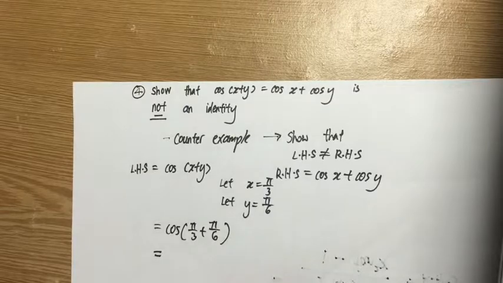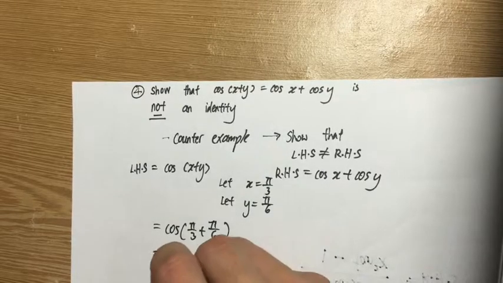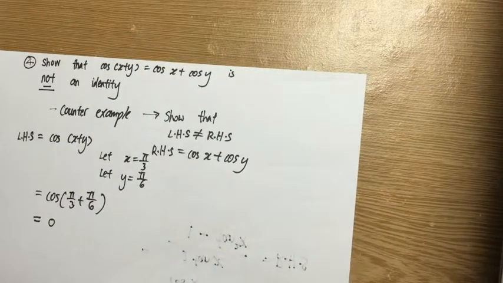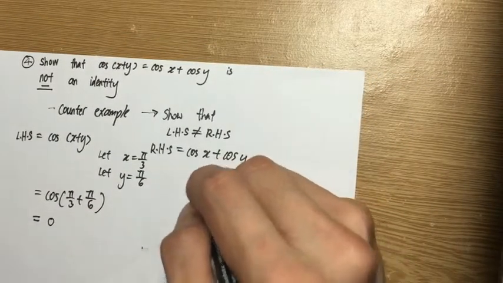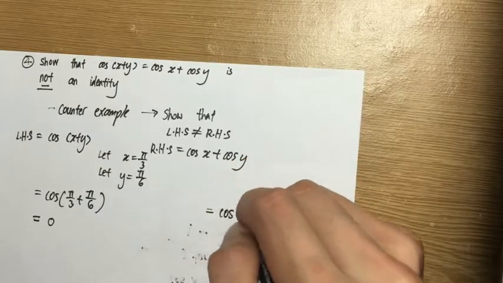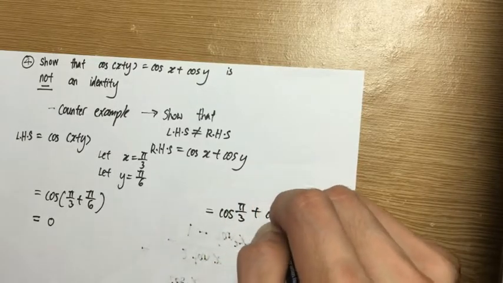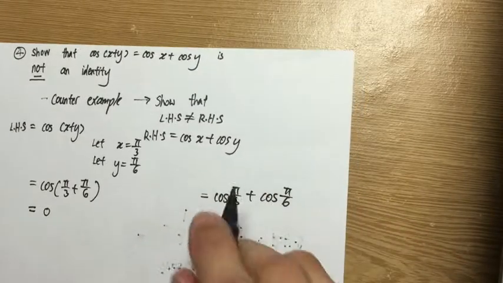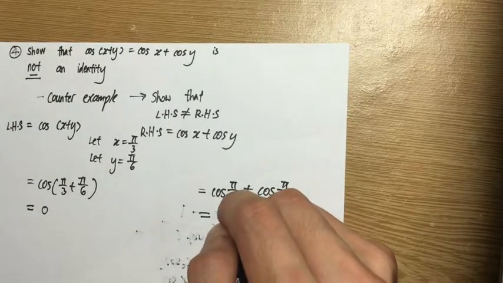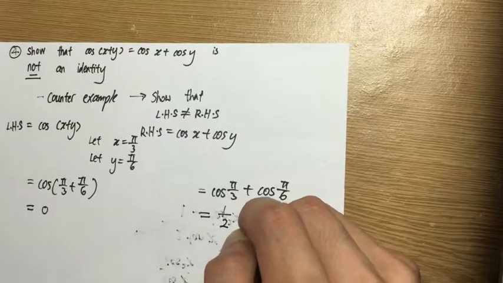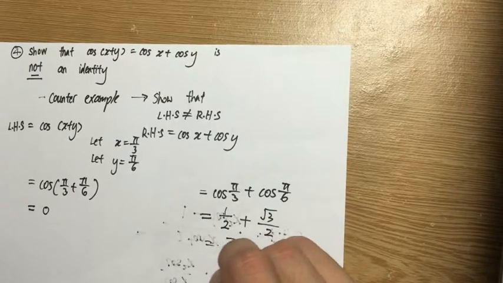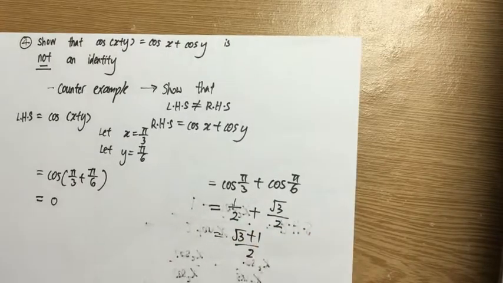If we evaluate this using a calculator, we will get a value of 0. Now, let us evaluate the right hand side and see what we get. Our right hand side will be cos pi over 3 plus cos pi over 6. If we simplify this expression, we will get 1 over 2 plus root 3 over 2, which can be simplified into root 3 plus 1 over 2.